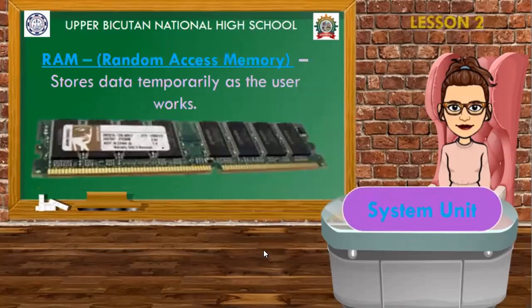The third one, we have the RAM, or the Random Access Memory. It stores data temporarily as the user works, which means RAM is volatile, meaning it holds data only when the power is on. When the power of our computer is off, RAM's contents are lost.